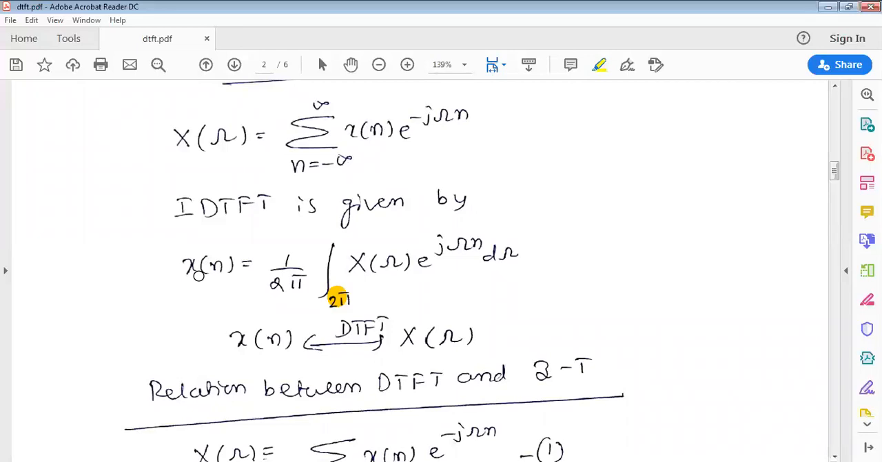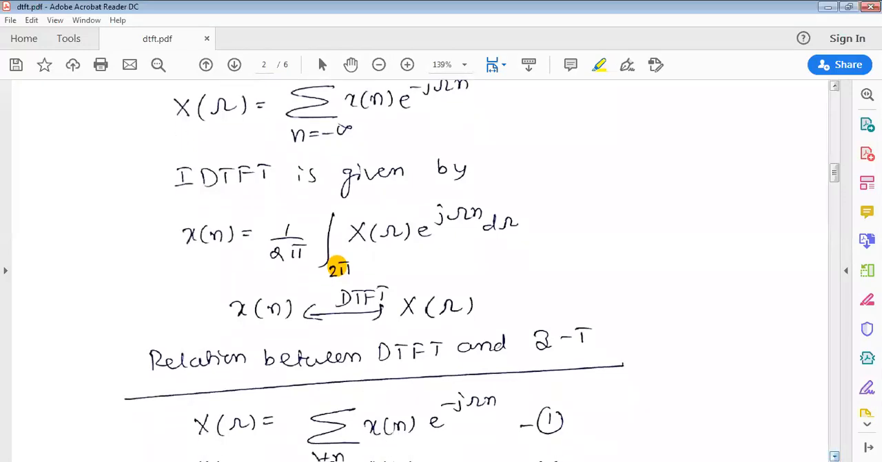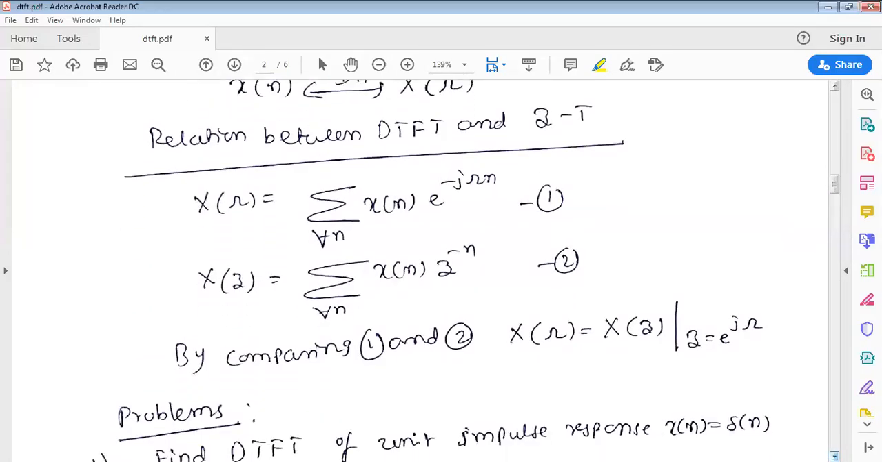So what I will write is x of n transforms into x of omega. Now let us look into a very important property. x of omega is equal to, you know that, x of n into e power minus j omega n summation for all values of n. We already know the z transform. What is the z transform? x of z is equal to summation for all values of n, x of n into z power minus n. Okay, let us compare equations 1 and 2.